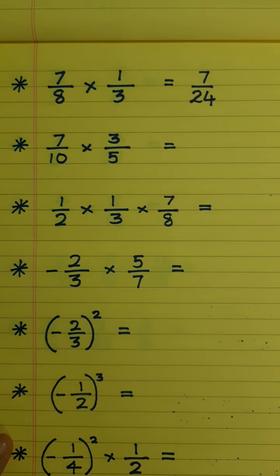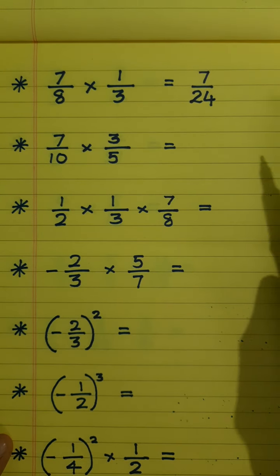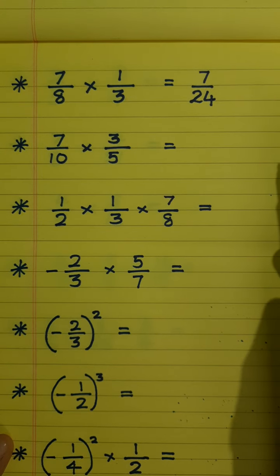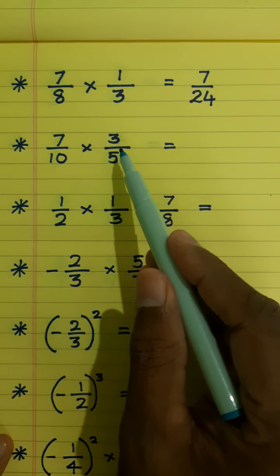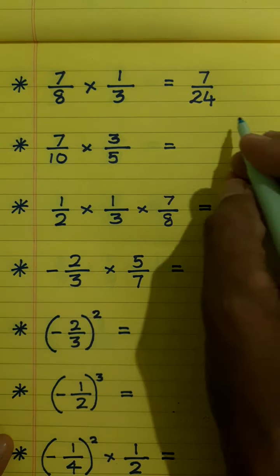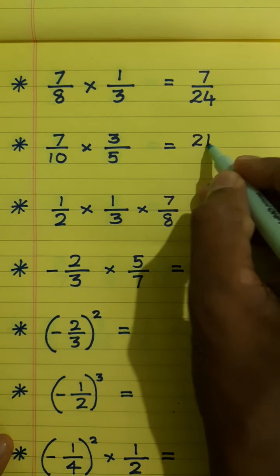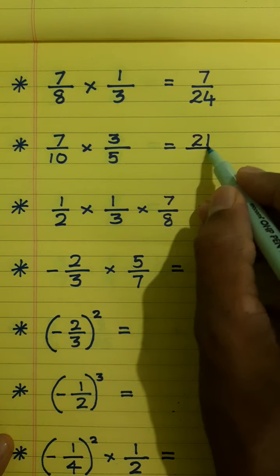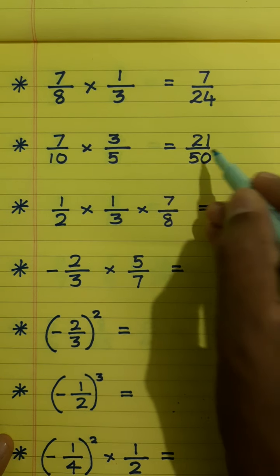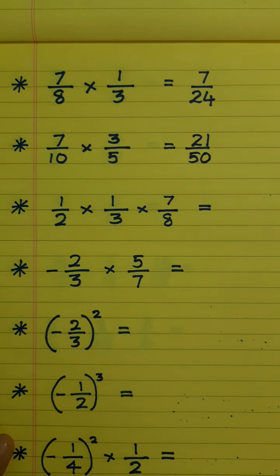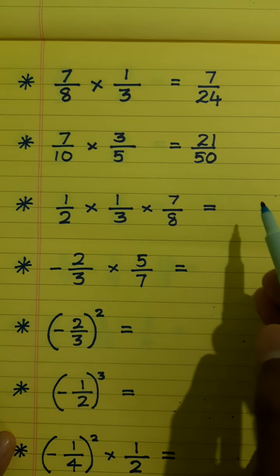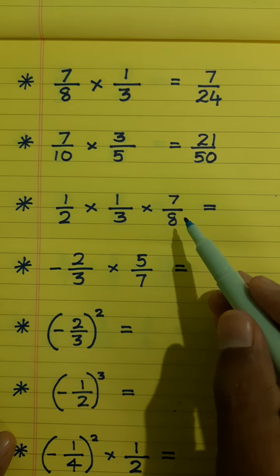Next one, 7 over 10 multiplied by 3 over 5. The same way, you multiply numerator by numerator. 7 into 3, 21. 10 into 5, 50. So 21 over 50.